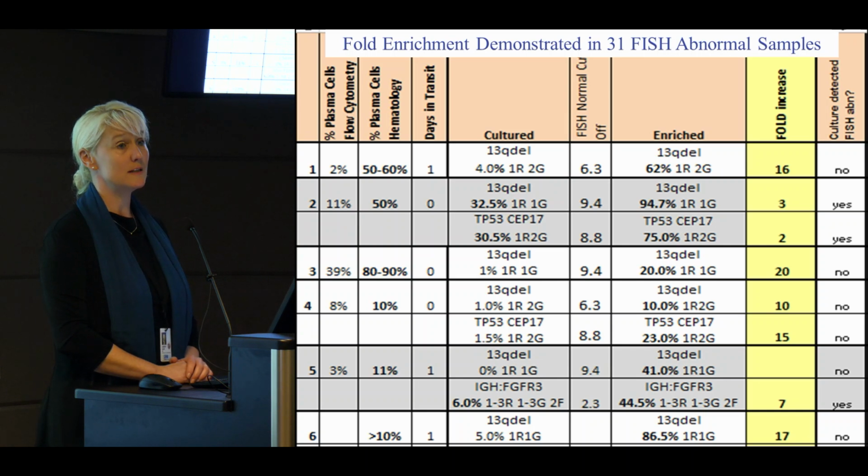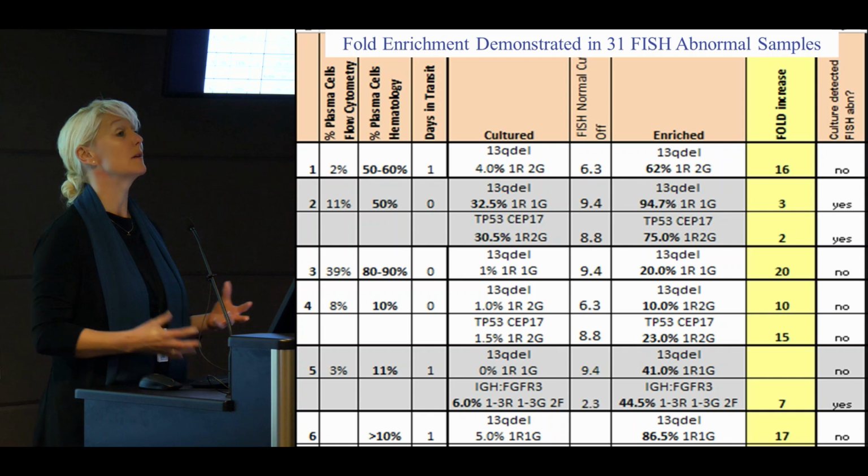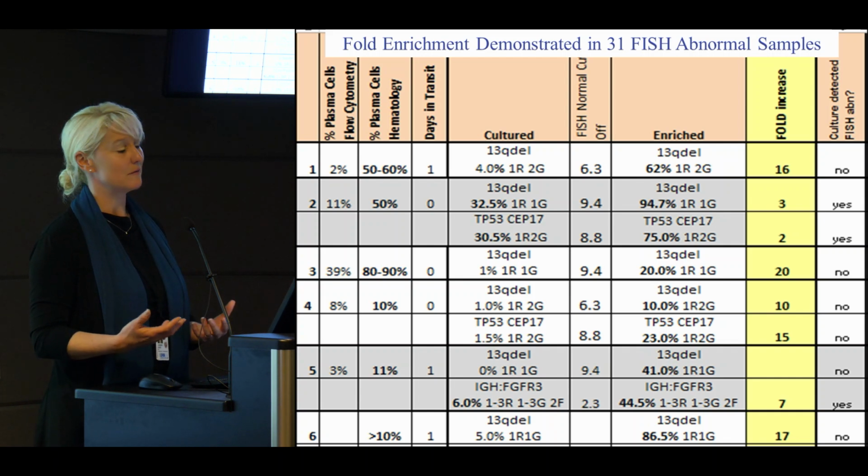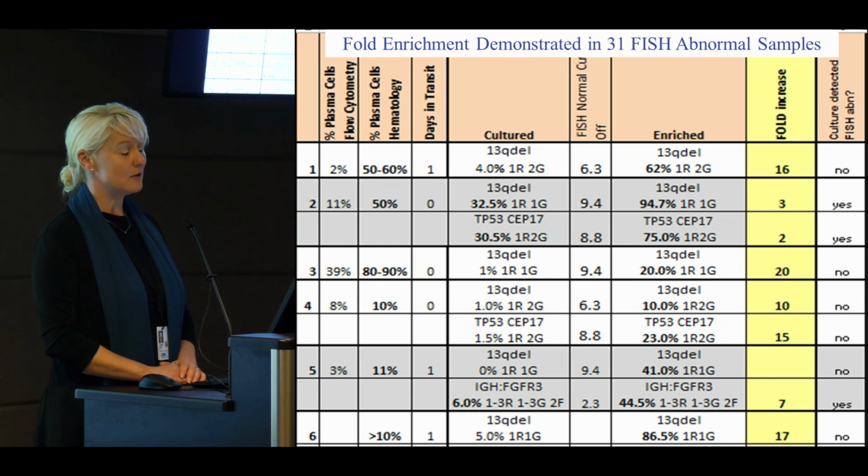And just so you know, we did over 100 magnetic cell separations in order to generate 31 abnormal cases that were informative, because that was the only way we could determine if there was a fold enrichment. And if you look at the yellow highlighted column, you can see there's a full range of enrichment from 2 all the way up to 20. But bottom line is it's making a significant difference.